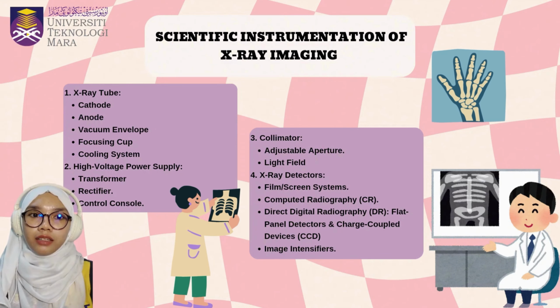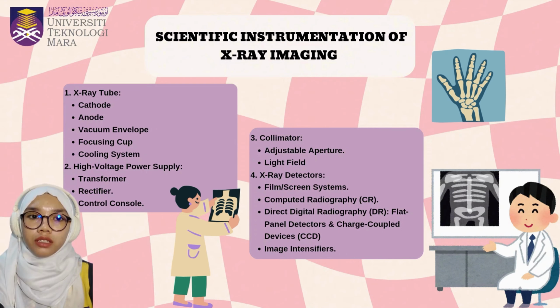Third is collimator. It has adjustable aperture, limit the size and the shape of the X-ray beam, reducing patient exposure and improving image quality. Second, light field, project a visible light field that match the X-ray field to help position the patient correctly.